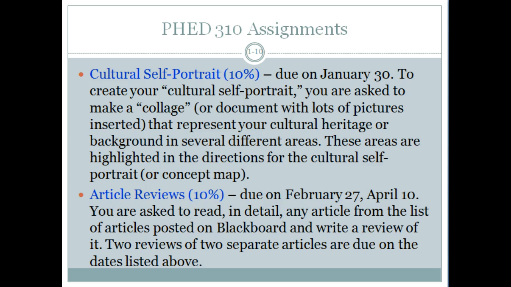Article reviews are also worth 10% of your grade. They're due on February the 27th and again on April the 10th. So you do 2 article reviews. You're asked to read in detail any article from the list of articles posted on Blackboard and write a review of it. 2 reviews of 2 separate articles are due on the dates listed above. So you read one article, do a review, turn it in on February 27th, read another article, write a review and submit that by April 10th.